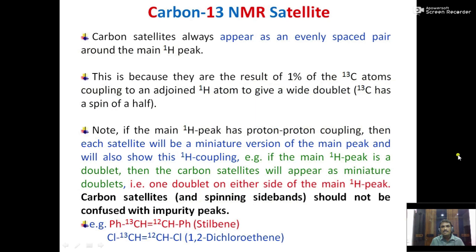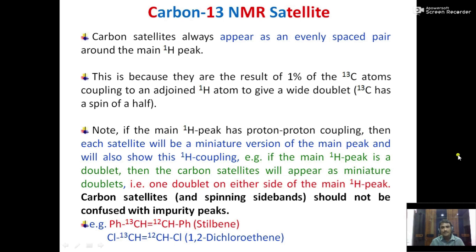Carbon satellites always appear as an evenly spaced pair around the main H1 peak. This is because they are the result of approximately 1.1% of the C13 atoms coupling to the adjoining H1 atom. Note, if the main H1 peak has proton-proton coupling, then each satellite peak will be a miniature version of the main peak and will also show this H1 coupling. We will take the example. If the main H1 peak is a doublet, then the carbon satellites will appear as miniature doublets on both sides of this main doublet, because of proton coupling.